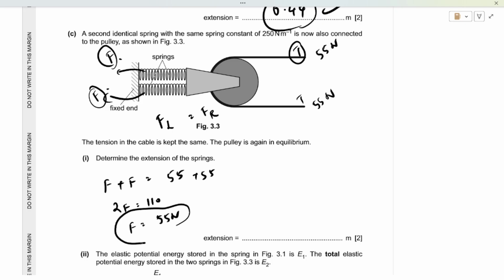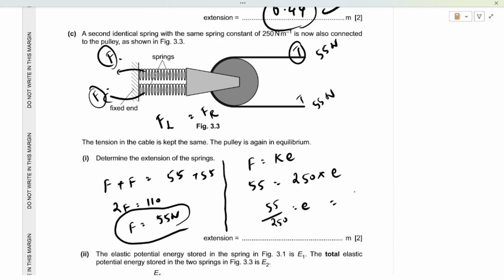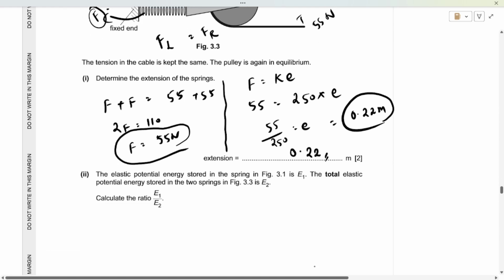We need to determine the extension of the spring now. So we know that F is equal to K times the extension, where K is the spring constant. We know that 55 is equal to 250, it's not going to change, times the extension E. So 55 divided by 250 is equal to the extension, and the value comes to be 0.22 meters. 0.22 meters is the extension.